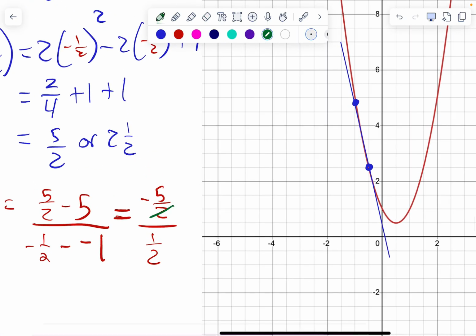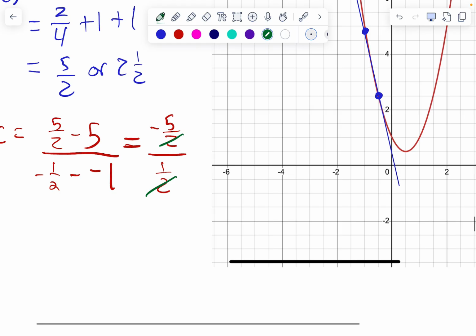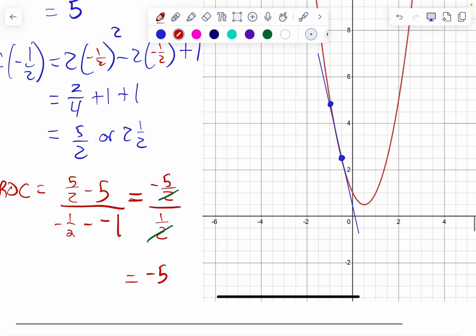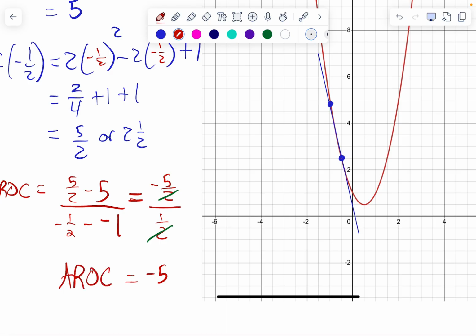We have 2 in 2 denominators, so they just cancel. Okay? And so what do we have left? Just -5, right? Does that slope that I drew on the picture look like a -5, or like it could be a -5? Yeah. Okay? So this is the average rate of change between those 2 points. And again, if we change the point slightly, the average rate of change is going to be different.